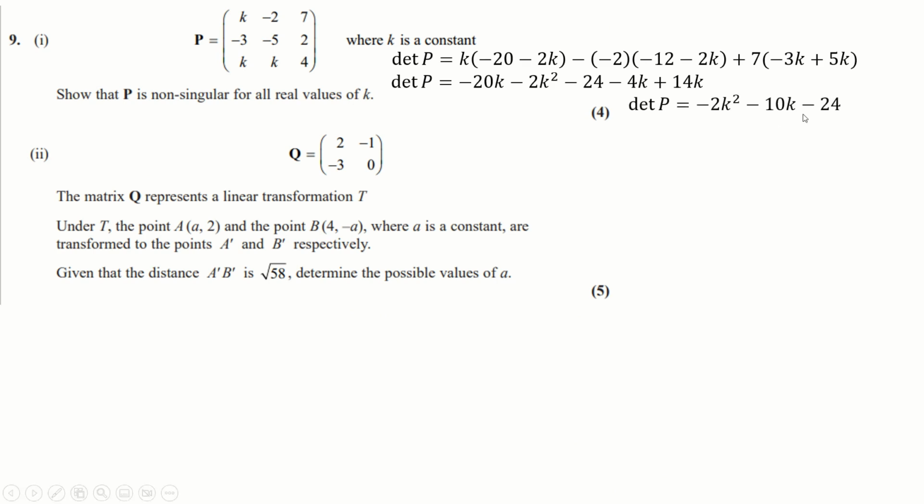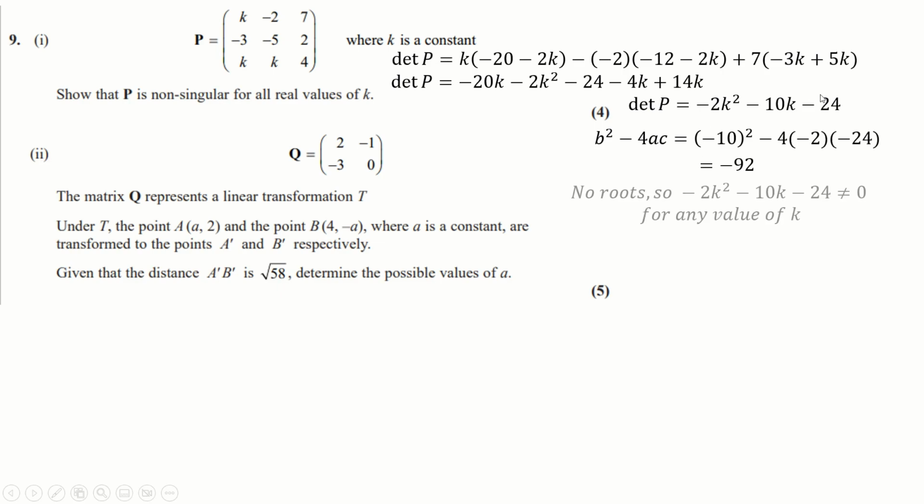And we can check that this is never 0 by just looking at its determinant, which is minus 92. So therefore, this quadratic has no roots, and it's negative, so it's just entirely below the axis. And so there's no values for which this whole thing would be 0, and maybe just write that down.